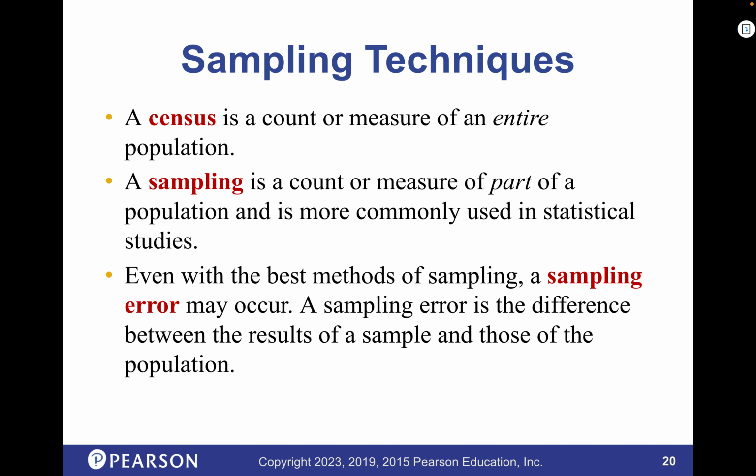Even with the best methods, there's always the potential for sampling error. A sampling error is when our sample really is not representative of the population. We got too many of this kind of characteristic, where maybe in our sample 50% have this characteristic, where in the population maybe only 20% have that characteristic. So we're trying to balance things out, but we could still get sampling error.